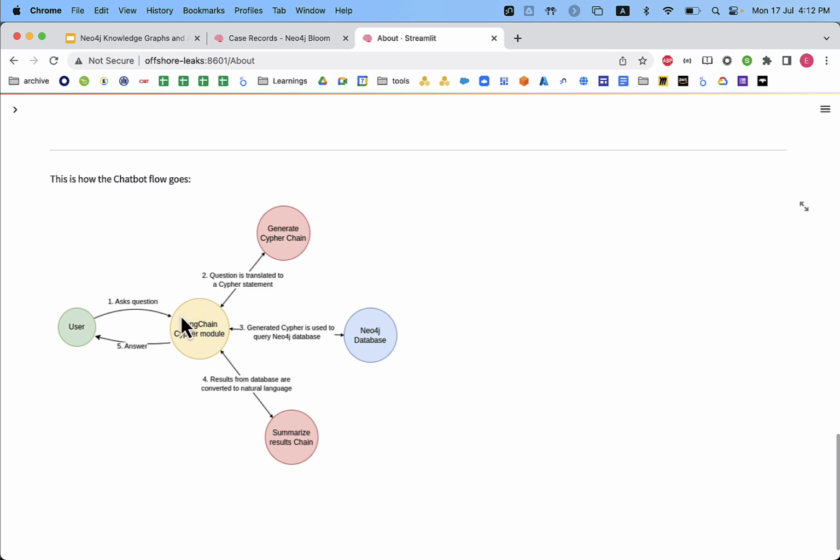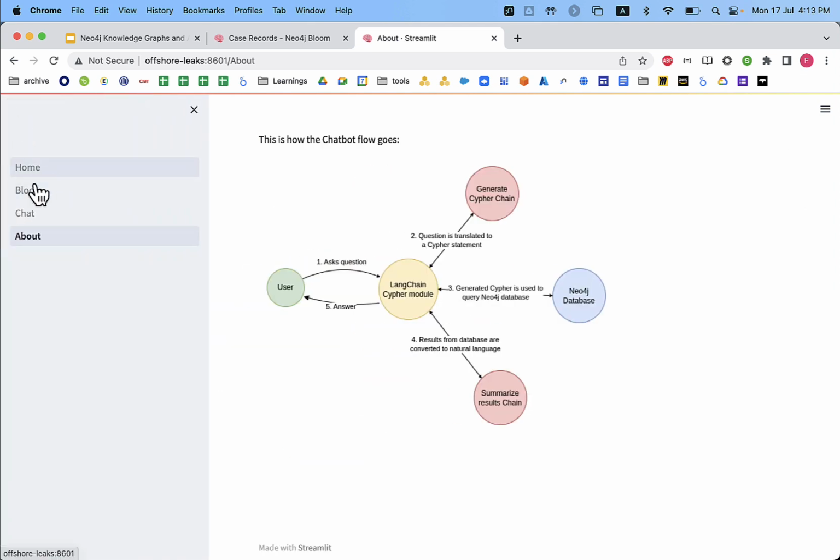I'm going to use LangChain, which is going to convert the English question that I'm asking into Cypher, and then the Cypher is executed inside the Neo4j database. So the data doesn't sit with LangChain or the LLM. Instead, the data sits inside the Neo4j database, and I'm going to ask the question to this database in the form of Cypher. Once I get the results from the Neo4j database, I'm going to summarize them, because the results will be in JSON. I'm going to make it easier for the user to understand, so I'm going to summarize the result and then return it back to the user. So this is how the chatbot flow goes through.